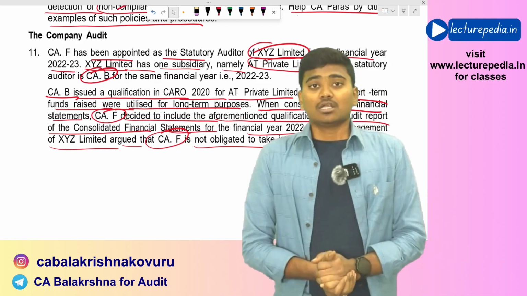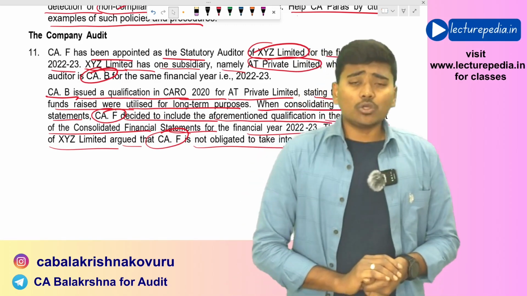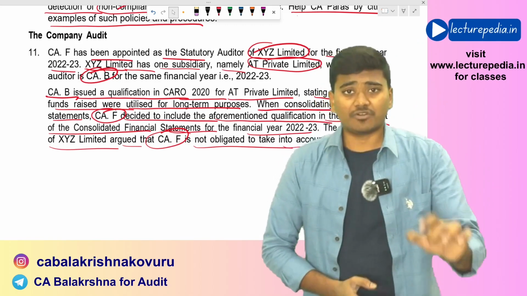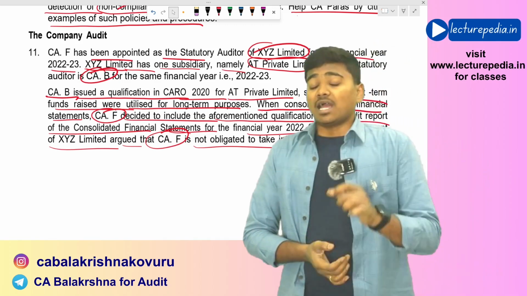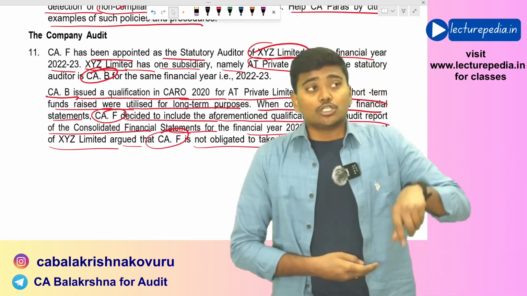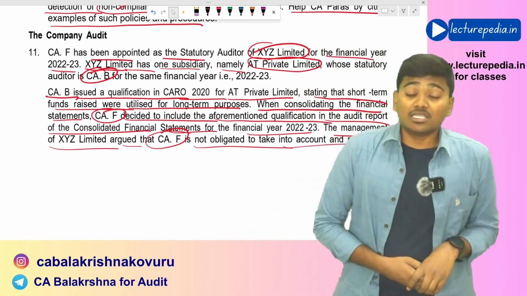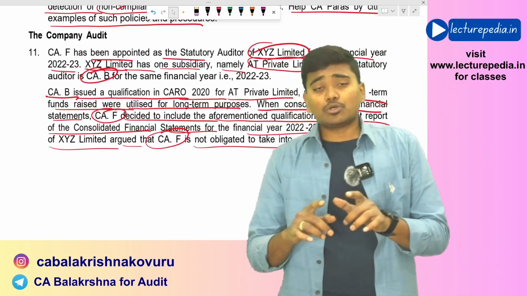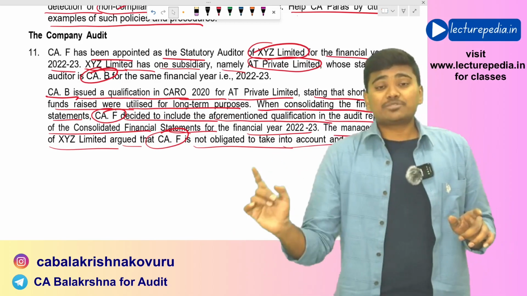If you see, as per CARO, it is not applicable to consolidated financial statements generally, except clause 21. Now, what does clause 21 say? As per clause 21, in the consolidated financial statements, you need to mention the qualifications that are made in the CARO reports or audit reports of the subsidiaries by the subsidiary auditors.